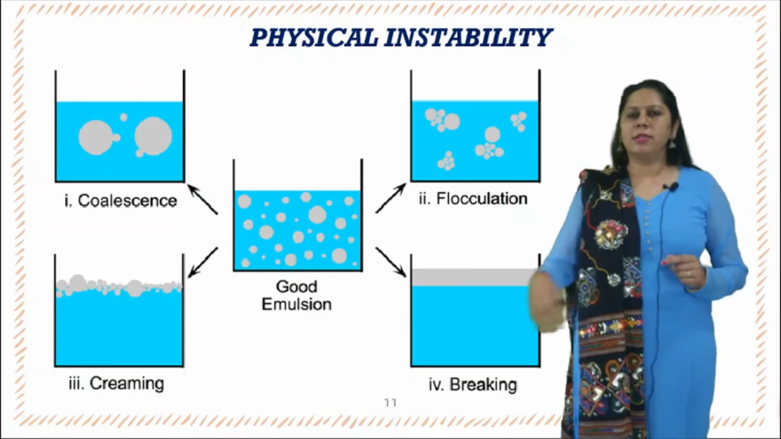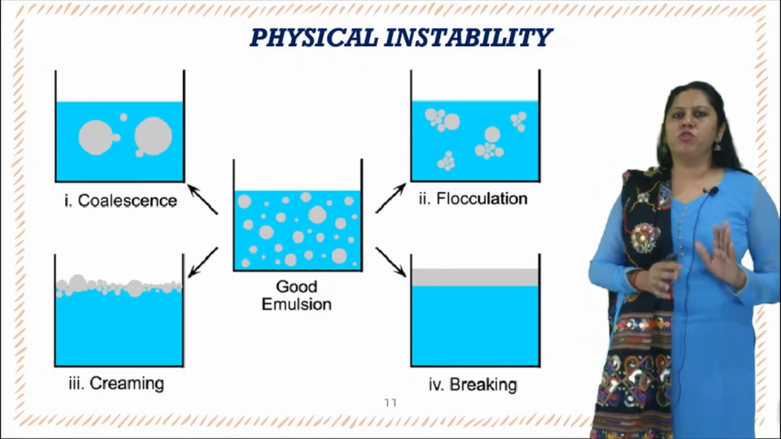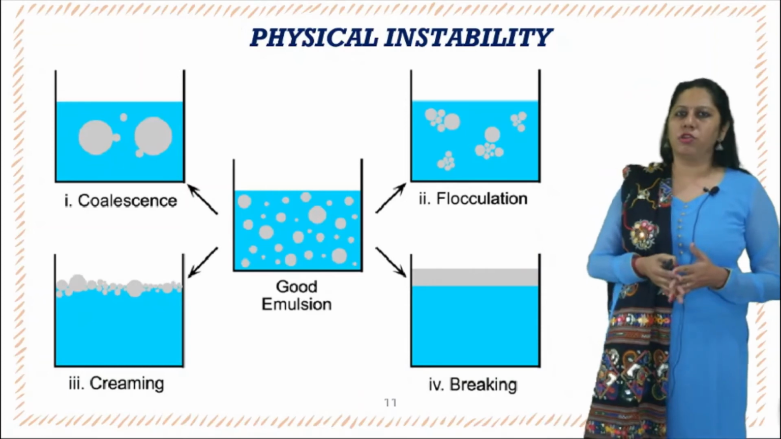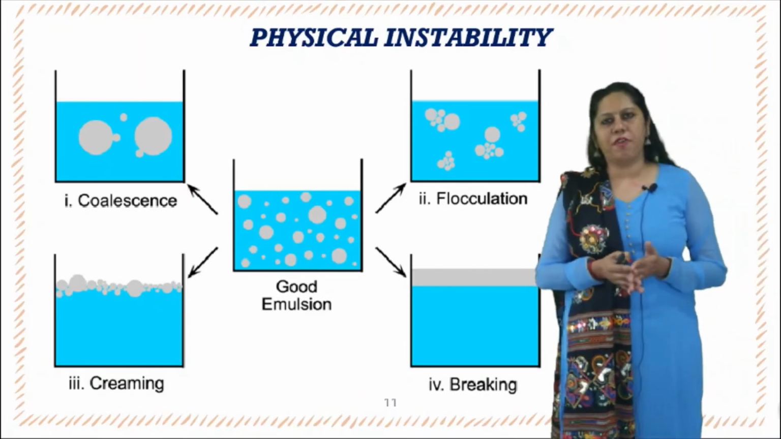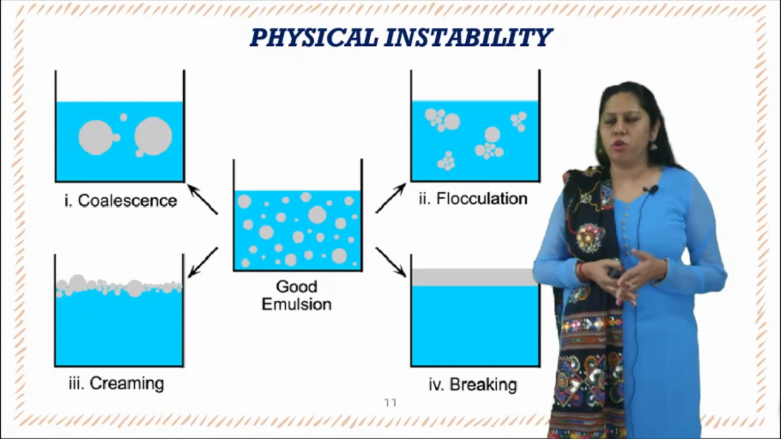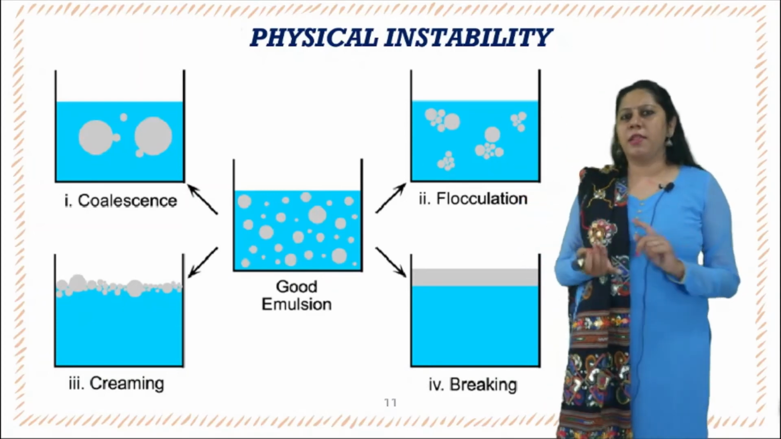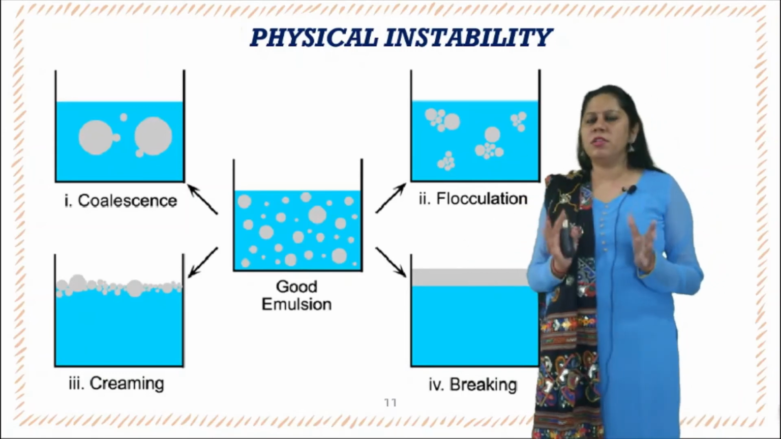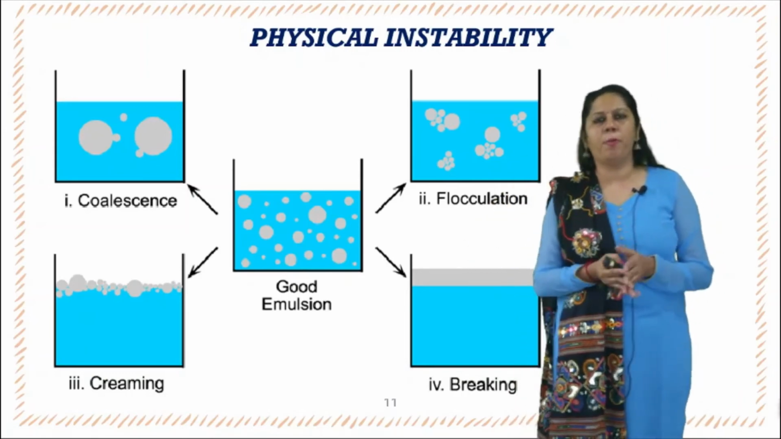Now, all this instability can be prevented if you choose a proper emulsifying agent, and a proper balance of the emulsifying agent should be chosen. The different factors which can be controlled to avoid the instability are the particle size, the charge, and the viscosity. If you control all these factors, I think you will get a proper emulsion.